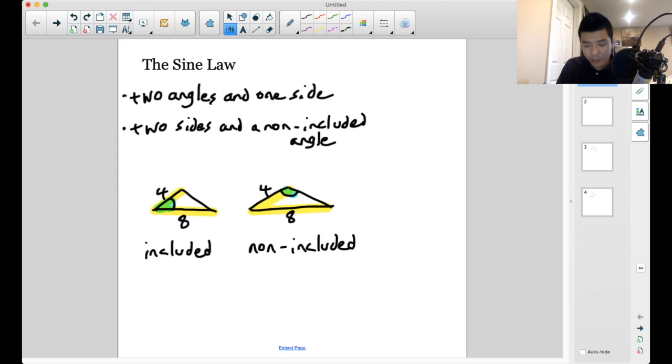Now for our situation, we wouldn't be able to use the sine law to solve any unknowns in that triangle on the left side, but we would absolutely be able to do so for that triangle on the right hand side.